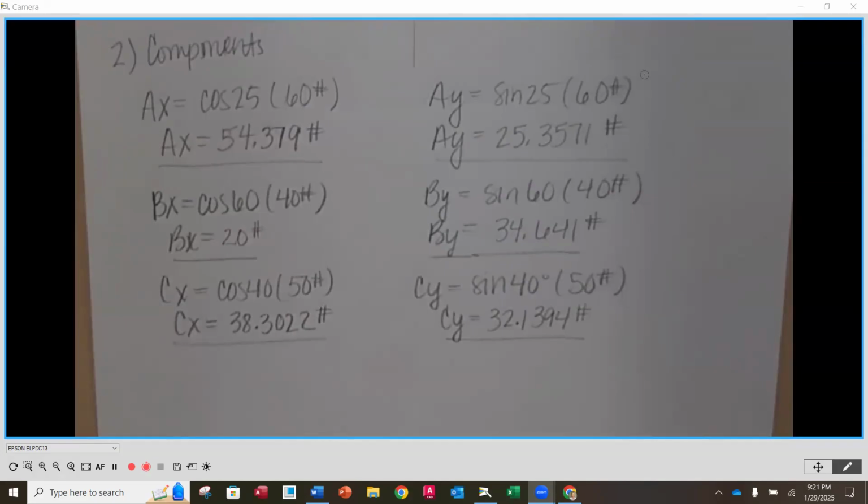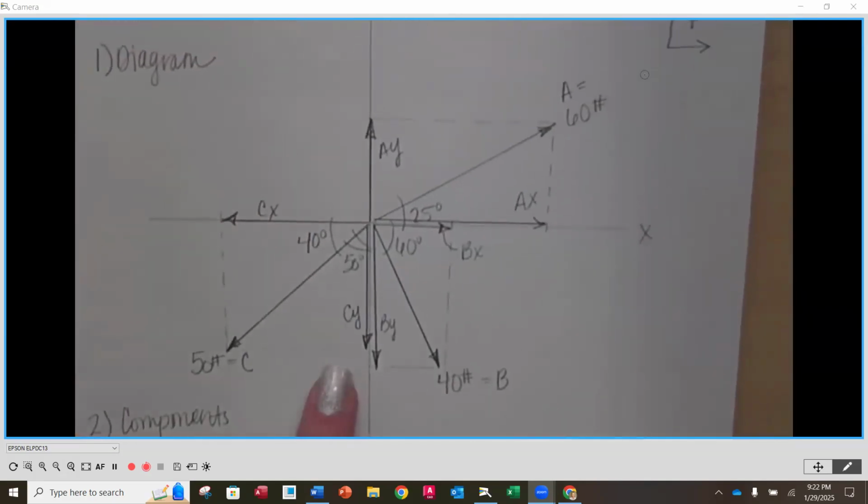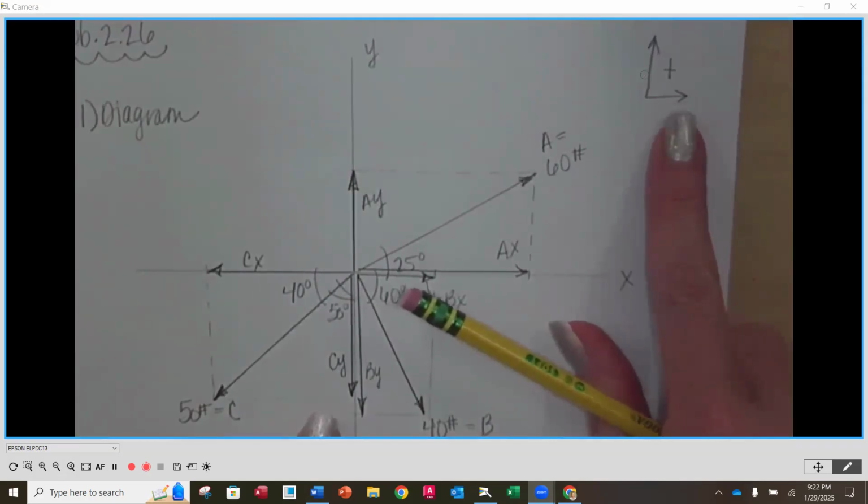Now notice on here, I did not put positives and negatives because my positives and negatives are going to come from the direction. And we're going to compare it to the convention that we have here.